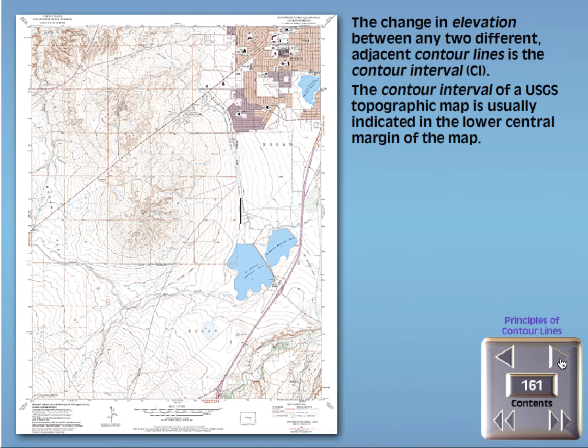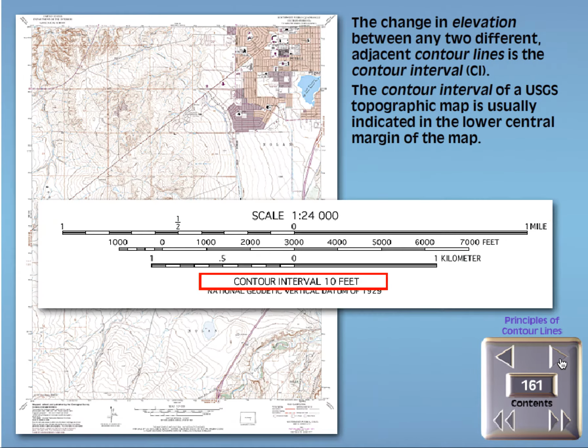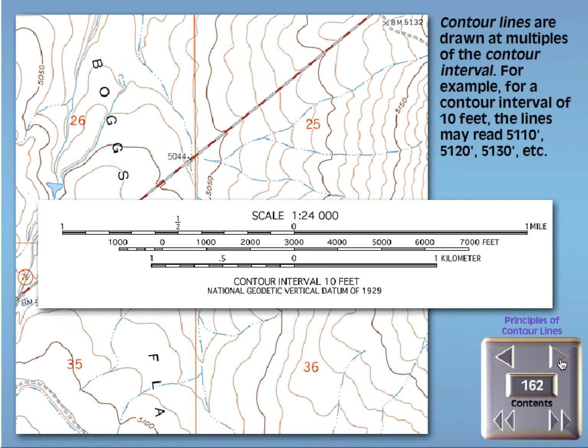The change in elevation between any two different adjacent contour lines is the contour interval. The contour interval of a USGS topographic map is usually indicated in the lower central margin of the map. Contour lines are drawn at multiples of the contour interval. For example, for a contour interval of 10 feet, the lines may read 5,110 feet, 5,120 feet, 5,130 feet, etc.